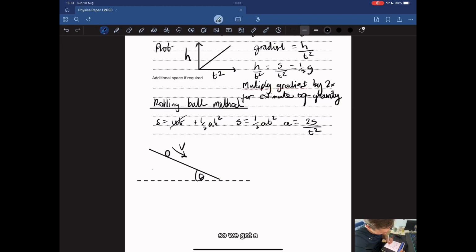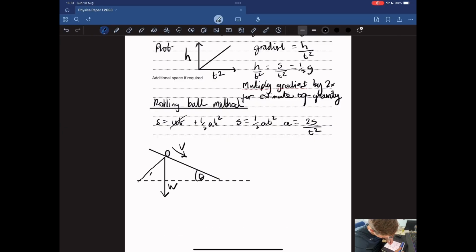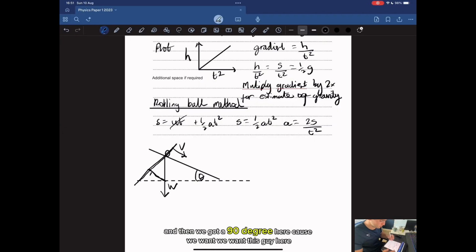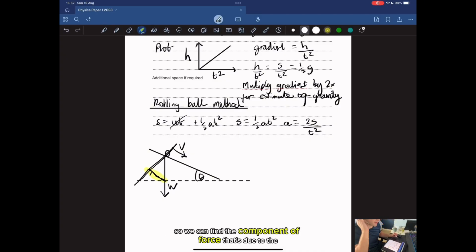So what we've got is our component of weight here. We can say W, and then we've got our normal reaction force here. Then we've got a 90° here, because we want this guy parallel to the ramp, so we can find the component of force that's due to the ball's velocity, right? So this is 90 degrees, and this is our angle here.